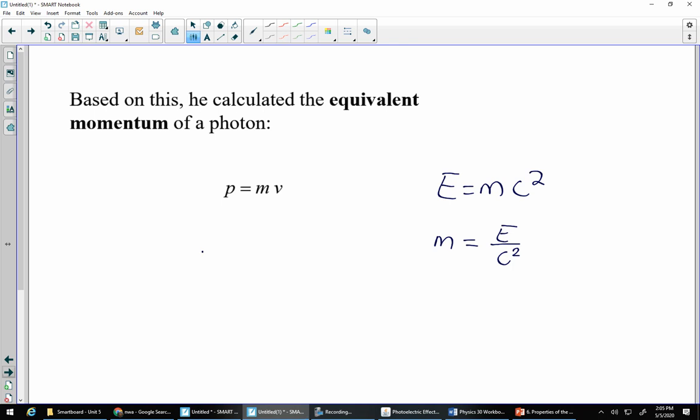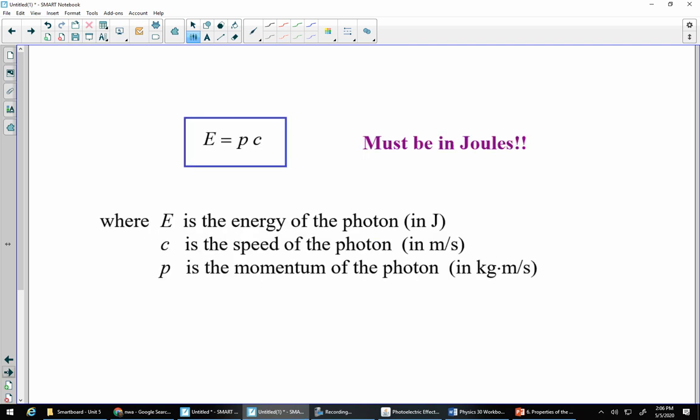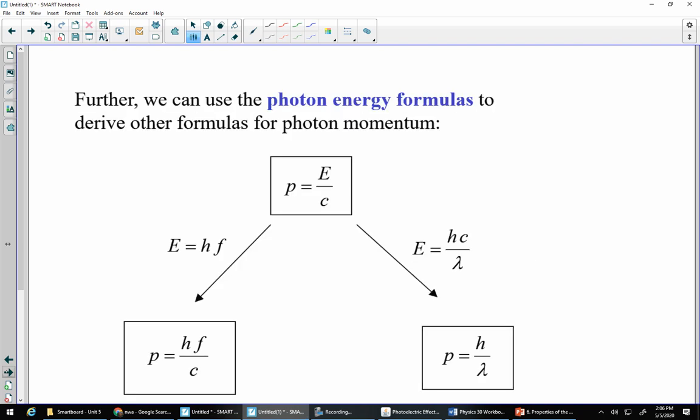So my momentum, p, must be equal to the mass, which is the photon energy divided by the speed of light squared, times the speed. But wait a second, it's the speed of light, so that's actually going to cancel, and rearranged a little bit, we end up with our momentum formula for photons: E equals p times c, where E is the energy, and it has to be in joules, c is the speed of light measured in meters per second, and p is the momentum of the photon in kilograms meters per second. Pretty cool stuff.